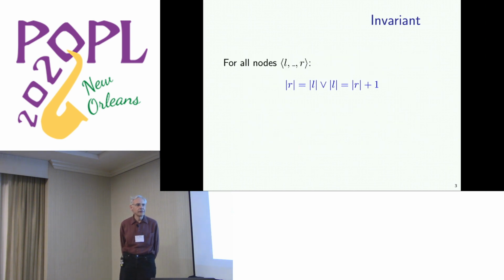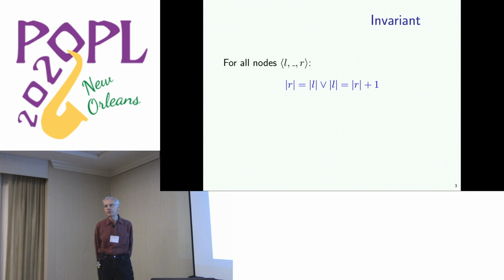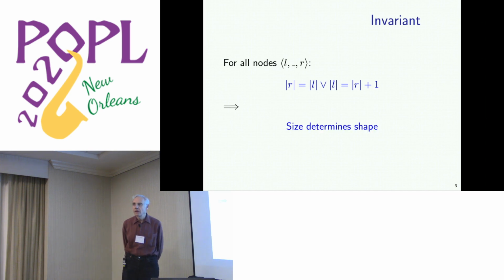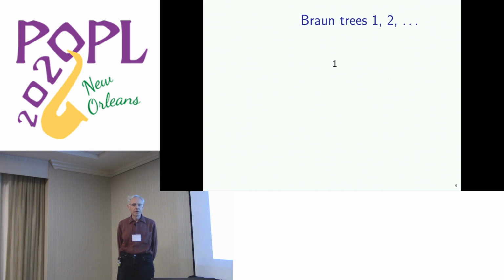So what are Braun trees? If they're binary trees, then they are characterized by the invariant that every node, the left subtree, must either have the same size as the right subtree or must be one bigger than the right subtree. And it has a nice consequence, namely that the size determines the shape. Once you know the size, you know the shape. And this is shown in the following diagram.